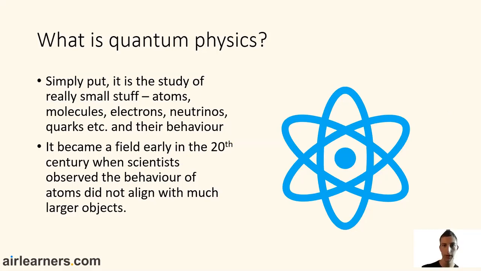So, what is quantum physics? Simply put, it's the study of really small stuff. Think about atoms and quarks and some of the things that you may have learned in physics 1 and 2. It looks at what their behavior is. So it's a bit like the study of really small things and how they work. It became a field of science and physics in the early 20th century when we discovered the atom.